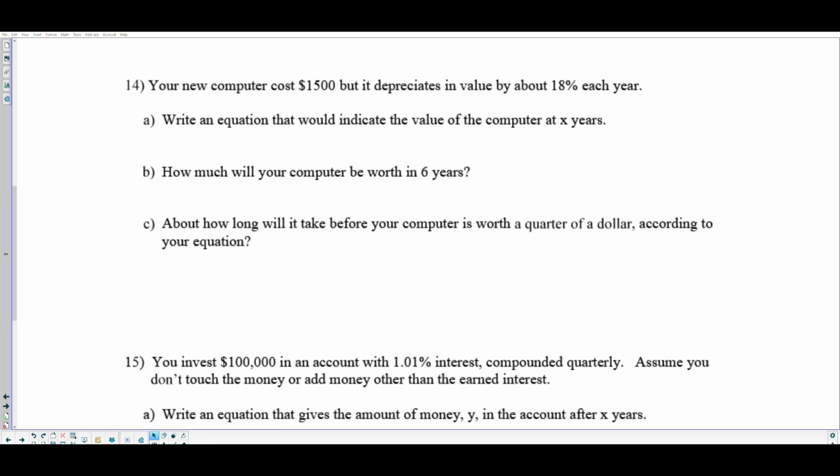So our equation, and we can model it after the previous one, the equation would be, and let's call it, A equals. Oops, where am I at?